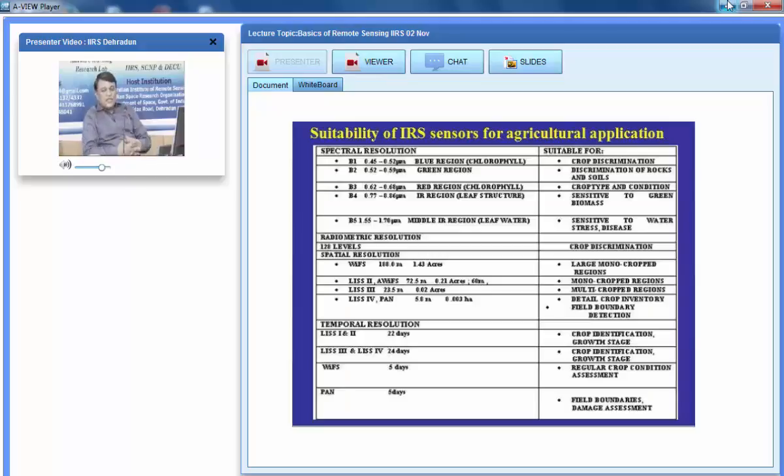So here there are different kinds of sensors. The IRS sensor has been developed and used for agricultural applications, beginning from IRS-1A, 1B and 1C, 1D. Earlier it was LISS-2 and LISS-1 sensors, which laid the foundation stone for developing applications of remote sensing in agriculture, and were demonstrated nicely under the CAPE project.